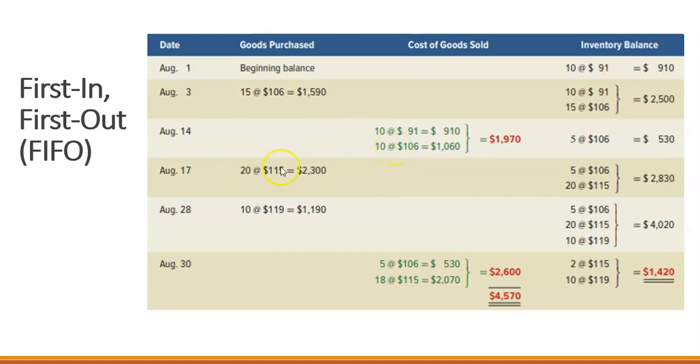Then you see here, we buy an additional 20, so we have 5 at $106 and 20 at $115. Down here, when we sell 23 units, we need to get rid of the first in first, those 5 at $106, and then we can sell 18 of the ones at $115.